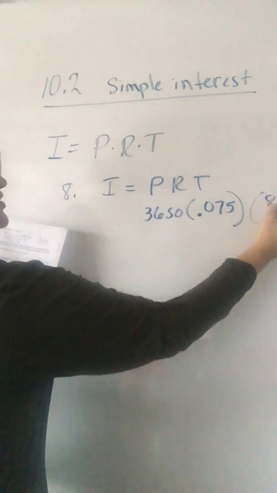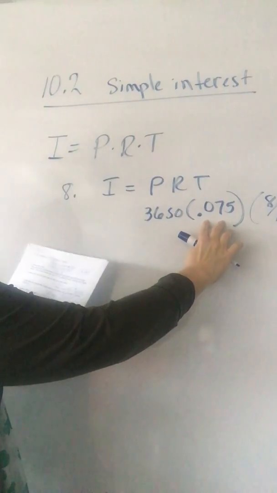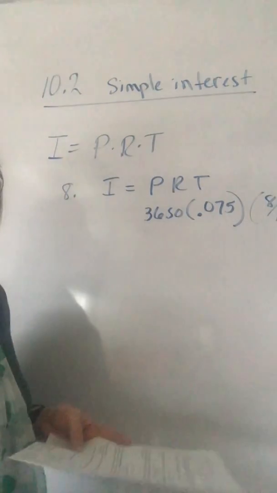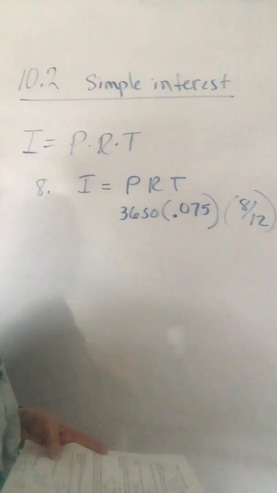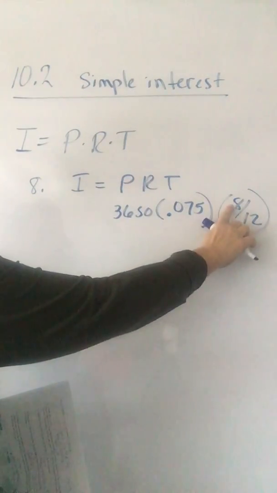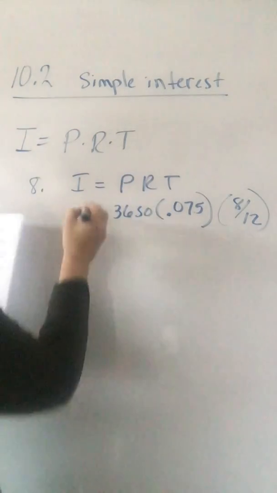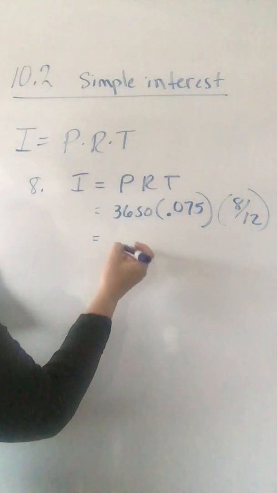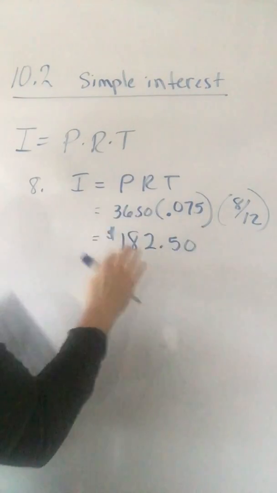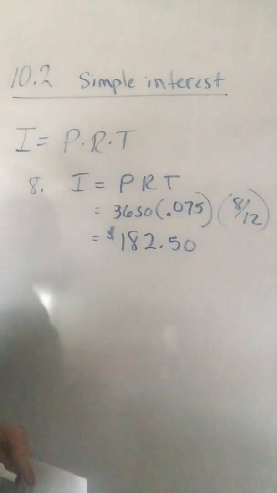So that is assumed to be in years unless otherwise stated. If the rate is a yearly rate, and again, unless it states otherwise, it is, then the time should also be in years. So 8, to change it to years, since 8 was months, we divide that by 12. To change months into years, you divide by 12. So punch that on your calculator, and you get $182.50. So that's how much interest she owes on her $3,650 loan.